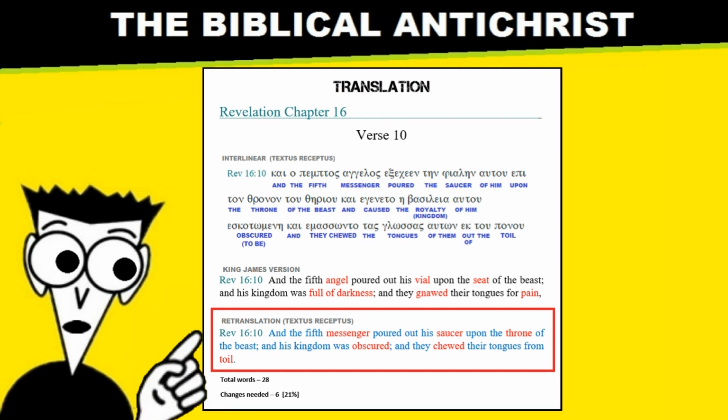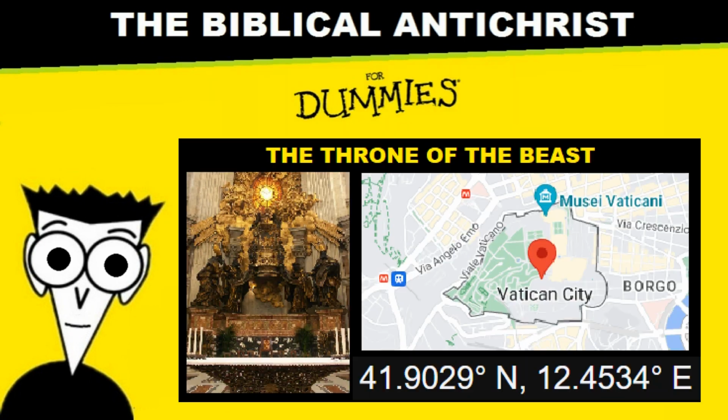It says in the text in Revelation 16, verse 10, that the darkness is poured out on the throne of the beast. This is the prophetic reference to the papal throne in St. Peter's Basilica in Vatican City, the sovereign enclave of the Pope inside Rome, Italy. The geographical coordinates for this location are 41.9029 degrees N, 12.4534 degrees E.